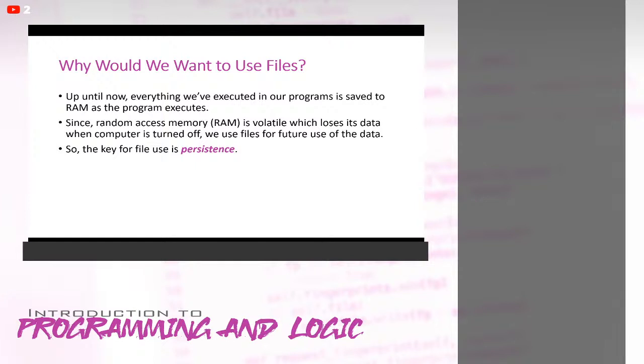So that's kind of the idea behind files. We're making this shift from volatile memory to non-volatile memory so that we can store data that's entered in via the console. And so we can use these files for the future use of data. So the big key for the file in terms of what we're doing with it here is persistence.